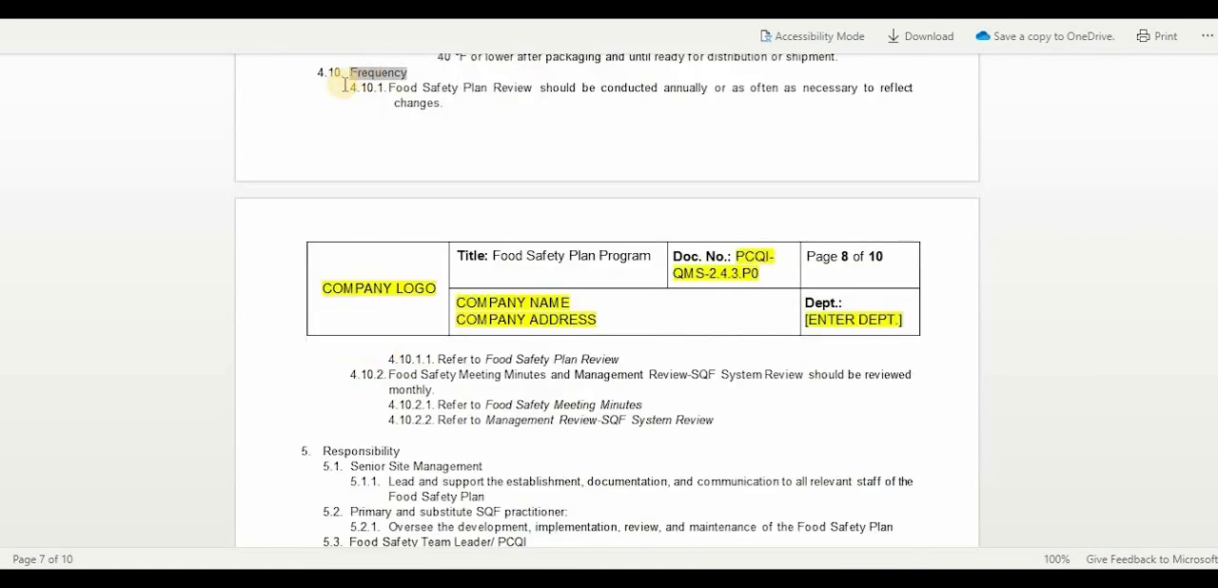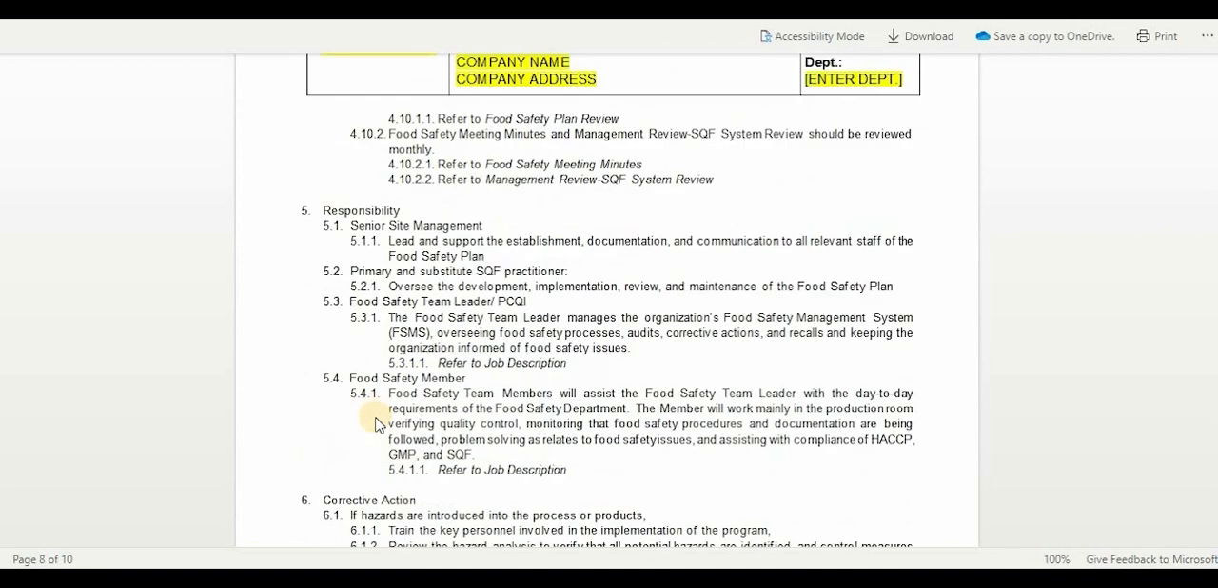And 10th, frequency. Food safety plan review should be conducted annually or as often as necessary to reflect changes, which may refer to food safety plan review. And food safety meeting minutes and management review SQF system review should be reviewed monthly, which may refer to food safety meeting minutes and to management review SQF system review.